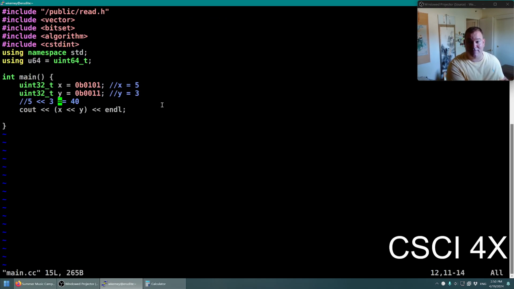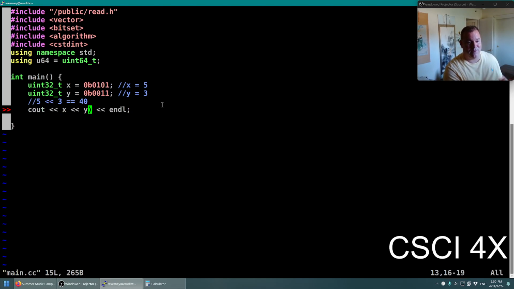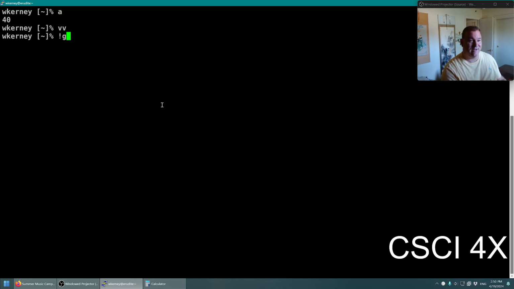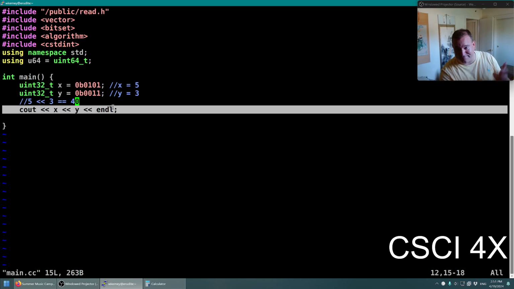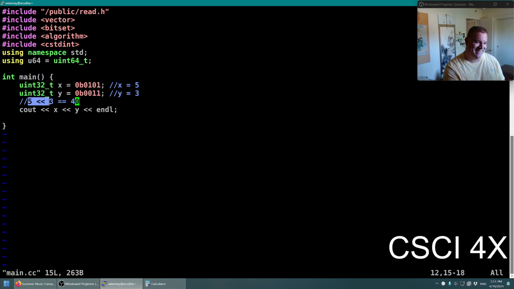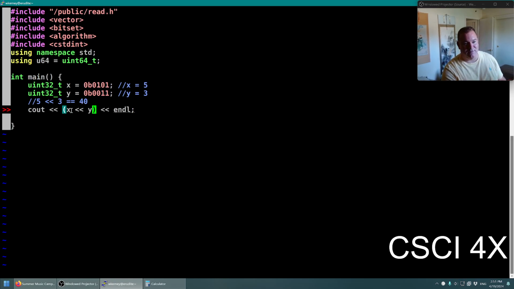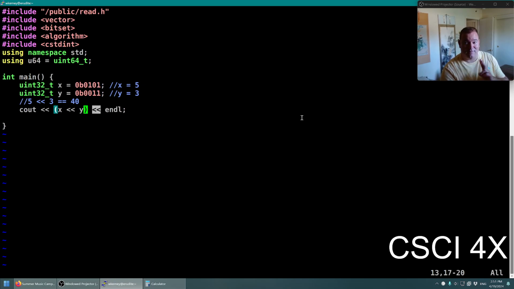And again, don't forget the parentheses. If you forget the parentheses, this code will compile. And it will give you JavaScript level confusion. Instead of 40, you get 53. Because in the order of operations, the cout with X happens first, which returns cout. Then it does a cout with Y, which returns cout, which then does a cout with endl. So it prints 5, then it prints 3, then it prints the newline character. So don't do that expecting to get 40. Anytime you work with bitwise operators in a cout statement, you need to put parentheses around it, because that double left arrow operator is left shift.